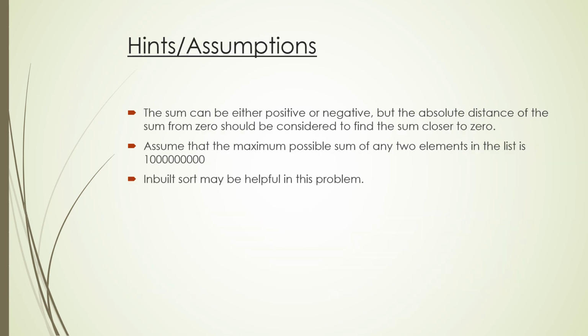Hints and assumptions. The sum can either be positive or negative, but the absolute distance of the sum from 0 should be considered to find the sum closer to 0. Assume that the maximum possible sum of any two elements in the list is 10 to the power 9. Inbuilt sort may be helpful in this problem.